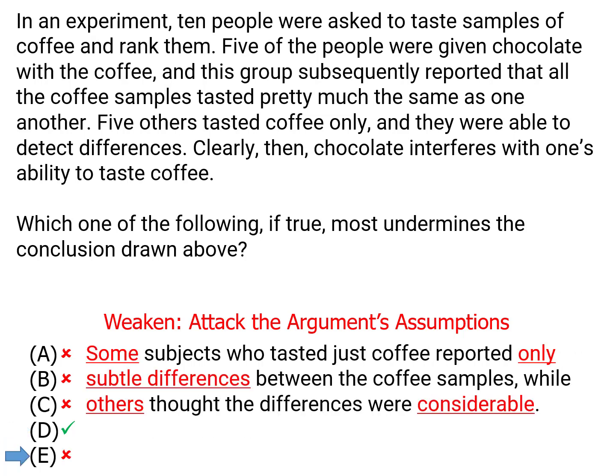What's wrong with E? So answer choice E gives us some distinctions between the group that were able to taste the coffee. Some of them got subtle differences, some of them thought that there were big differences. What matters is they thought there were differences. The exact nature and extent of the differences doesn't really matter. So, yeah, this answer doesn't work. The answer is D.